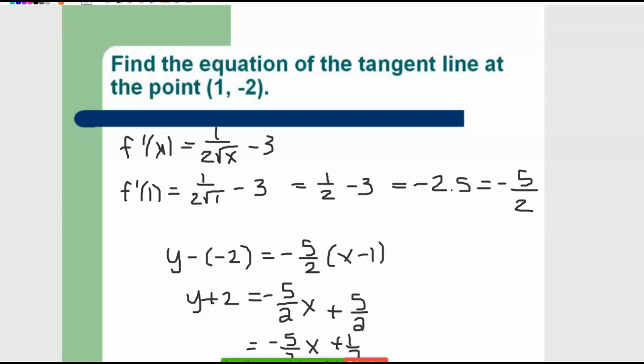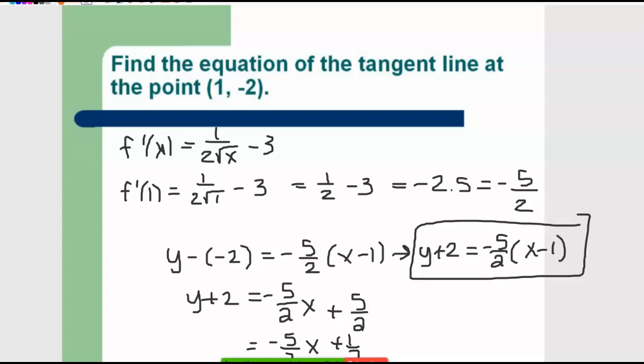Yeah. You could even have left it like with the positive 2. Yeah. Yep.